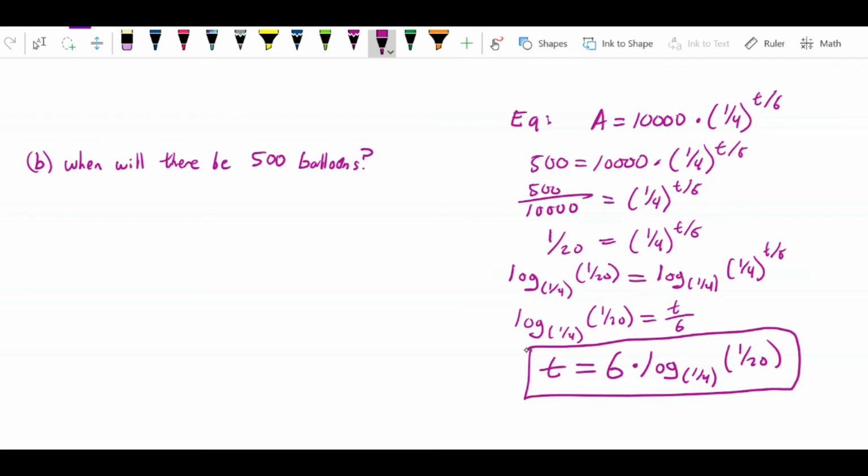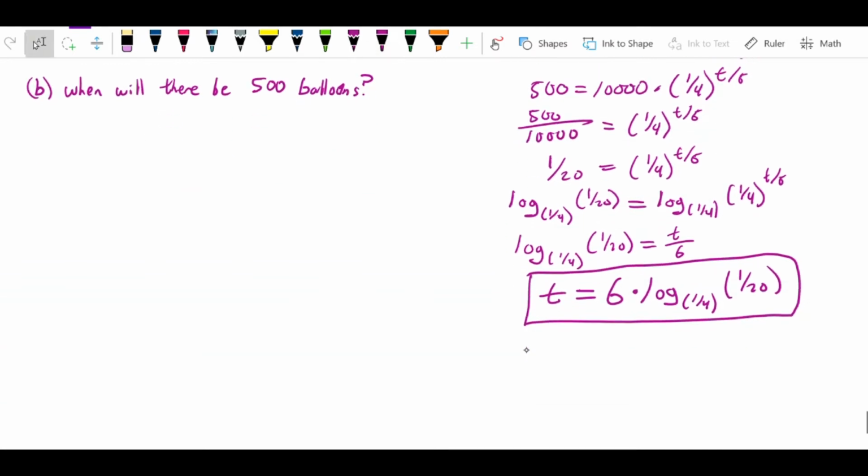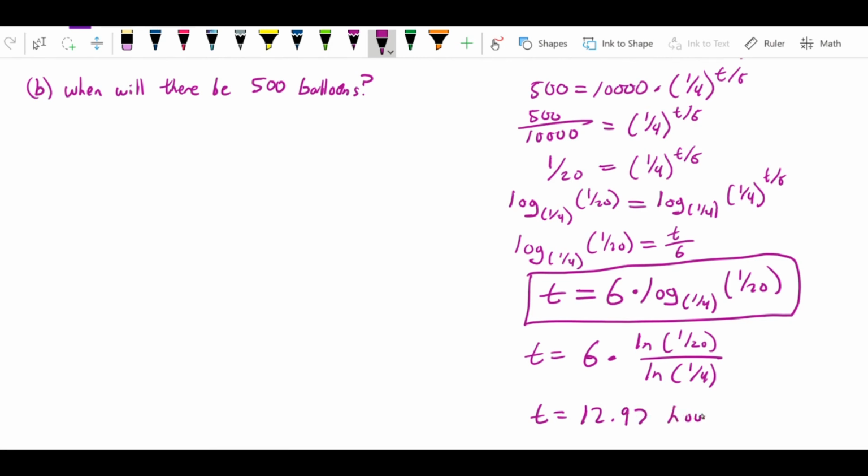But let me show you how you can get the answer on your calculator, knowing that there is no log base 1/4, but there is a natural log and there is a log base 10. So I'm going to use the natural log to do that. I'm going to use the change of base formula to get 6 times log base 1/4 of 1/20th is 6 times the natural log of 1/20th over the natural log of 1/4. That's your change of base formula. And I have calculated this already, and this comes out to 12.97 hours. So that's when there will be 500 balloons left.